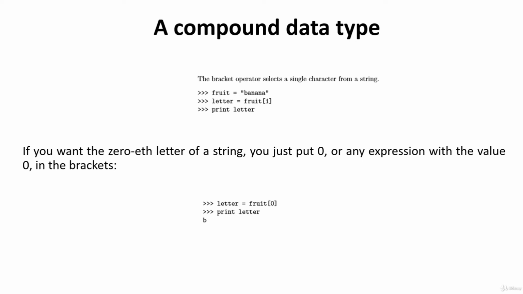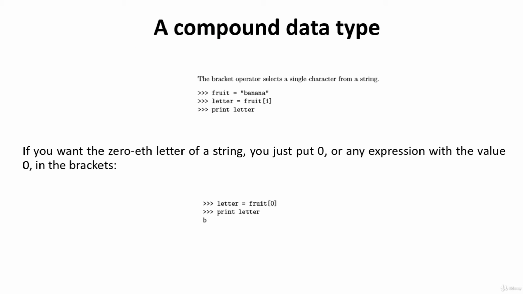So far, we have seen three types: int, float, and string. Strings are qualitatively different from the other two because they are made up of smaller pieces, characters. Types that comprise smaller pieces are called compound data types. Depending on what we are doing, we may want to treat a compound data type as a single thing, or we may want to access its parts. This ambiguity is useful. The bracket operator selects a single character from a string. This looks like that.